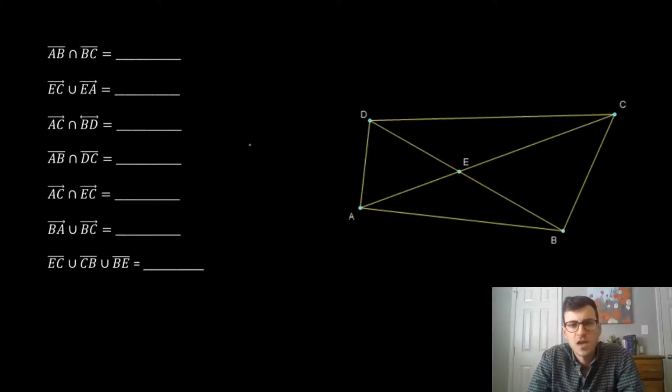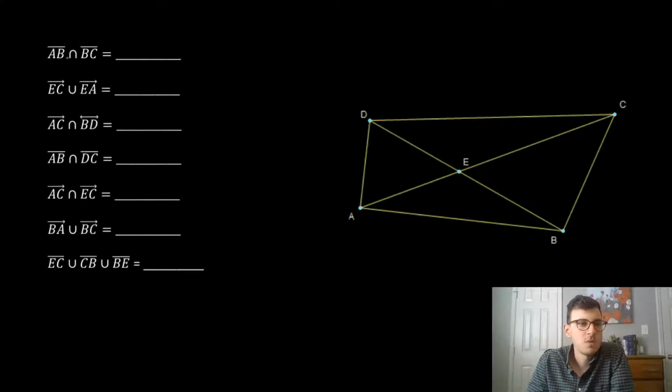In this video, we're going to take what we've learned about intersections and unions of sets and apply it to a figure, in this case, a quadrilateral. We have our quadrilateral DCBA, and we're going to look at different intersections and different unions within that figure, and figure out what we get.